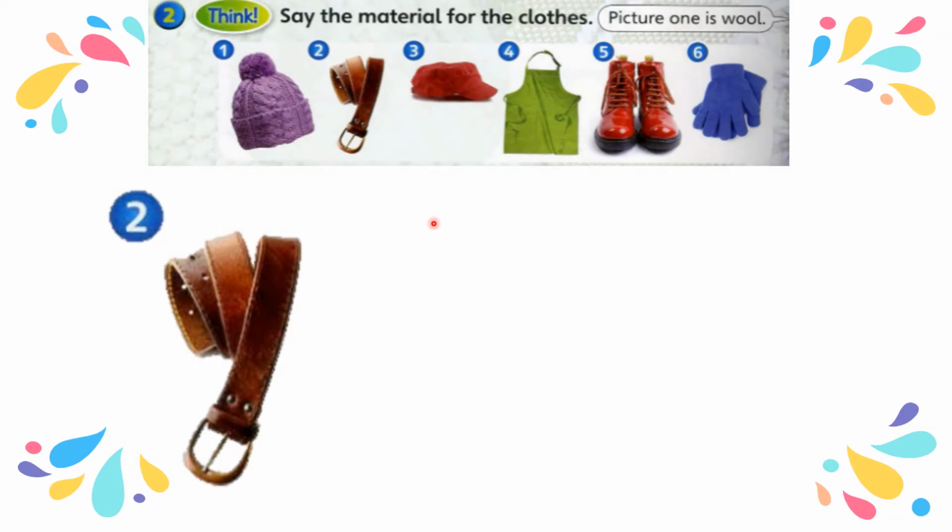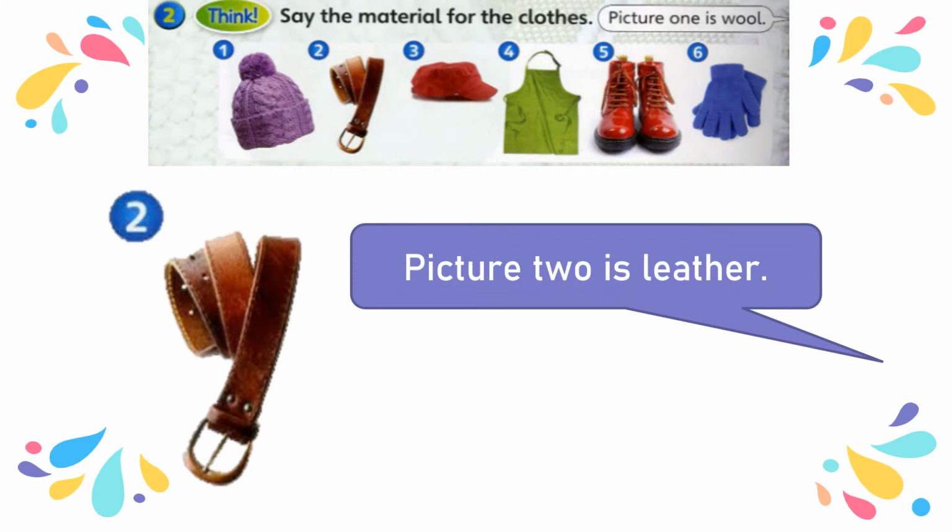For number 2, this is a belt. Belt is made from, diperbuat daripada apa? Belt. Adakah diperbuat daripada kapas? Cotton? No. Adakah diperbuat daripada bulu? Wool? No. It is made from leather, kulit. So, picture 2 is leather.